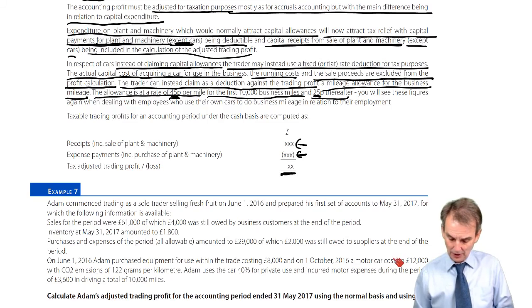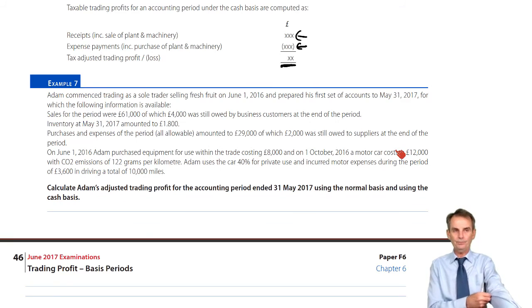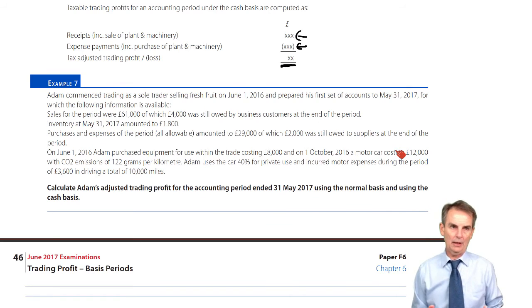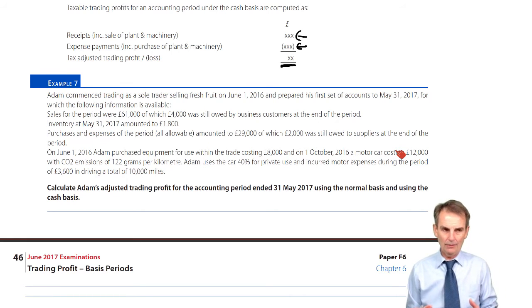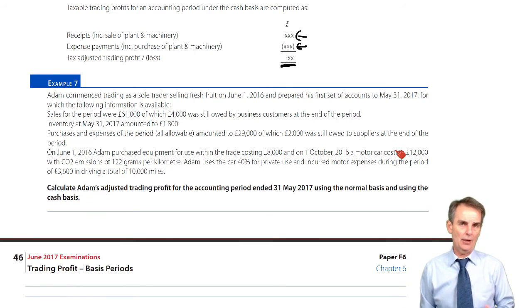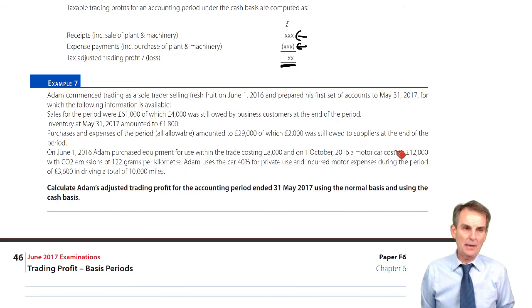Now, as we're about to see in example 7 that now follows on, what we may have to do is to actually do two calculations here. Two calculations, one based on the normal accrual system and how you would work out the tax adjusted trading profit, and another comparative figure using the cash basis as a basis then of being able to advise the taxpayer which system would be best. So I need you now to read through the information in example 7. I'd like you to read that through, please.